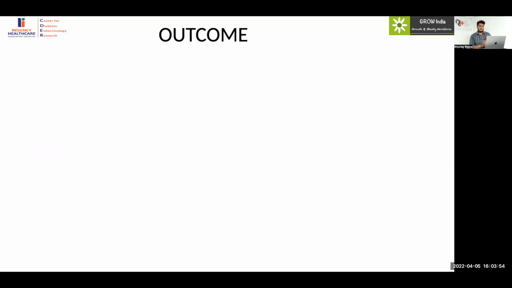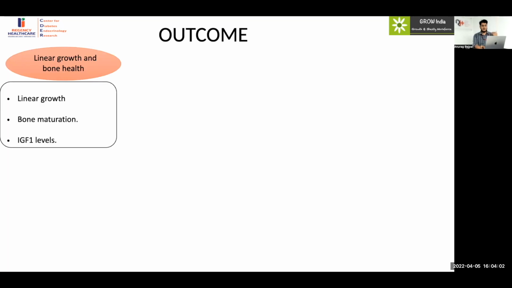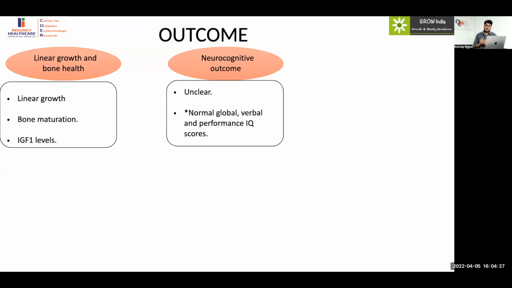So the most important thing is identifying the cause. Next is whether prolonged, long-standing hypothyroidism has any effect on growth, neurocognitive outcome, and also cardiometabolic issues. With regards to growth, many studies have compared patients with prolonged subclinical hypothyroidism and euthyroid controls. They found that linear growth, bone maturation, and IGF levels were similar in both the groups.